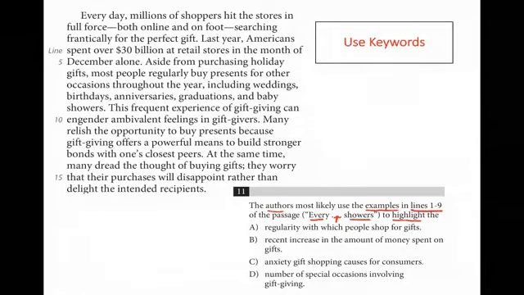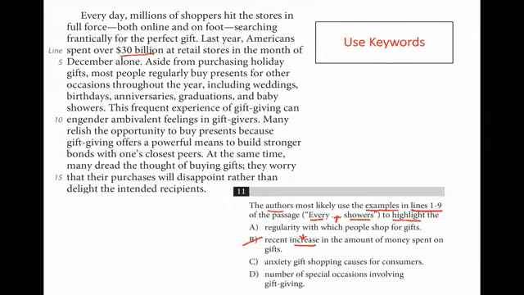Let's go down and look at this question and the answer choices. Choice A, are they trying here to highlight the regularity with which people shop for gifts? Well, they are mentioning a lot of times when people buy gifts, so that seems to be at least a potential candidate. Let's look at choice B, the recent increase in the amount of money spent on gifts. Well, I do see an amount of money with 30 billion, but it never says that this is an increase or a decrease. Even if you find one error in the answer, that's enough to get rid of that one.